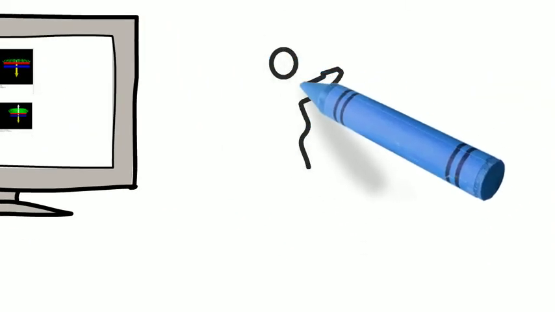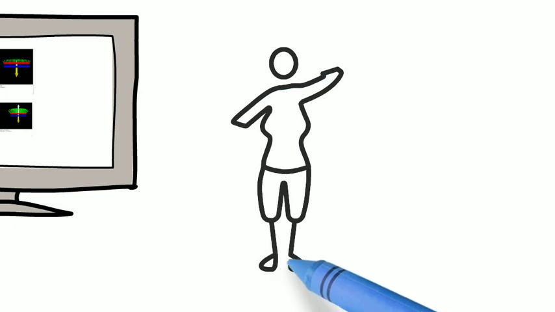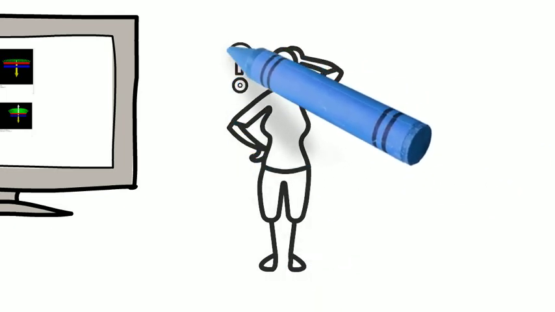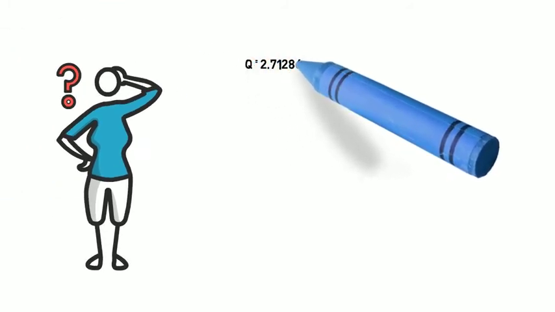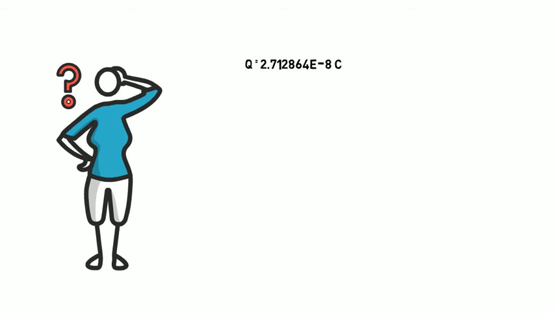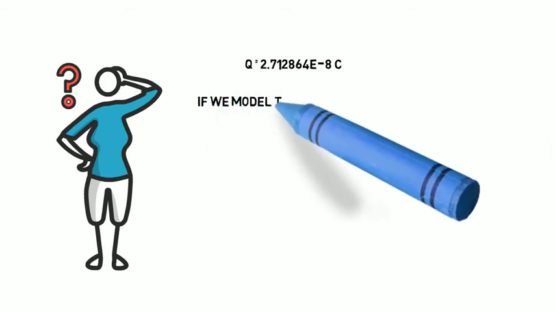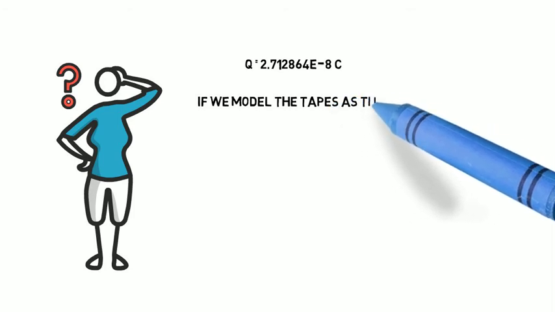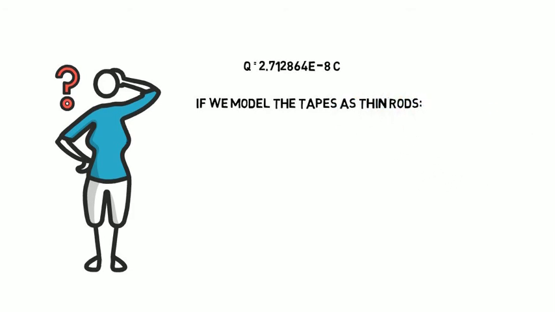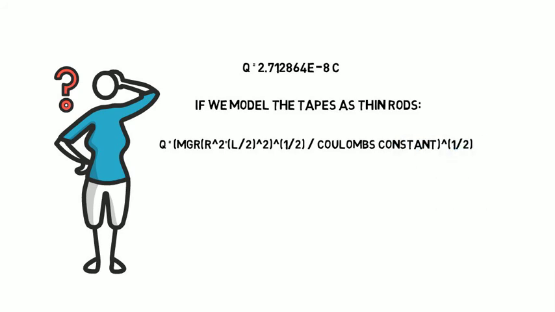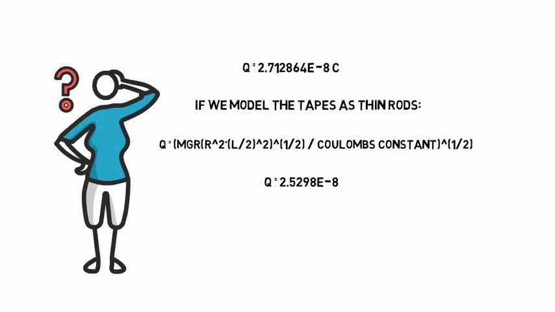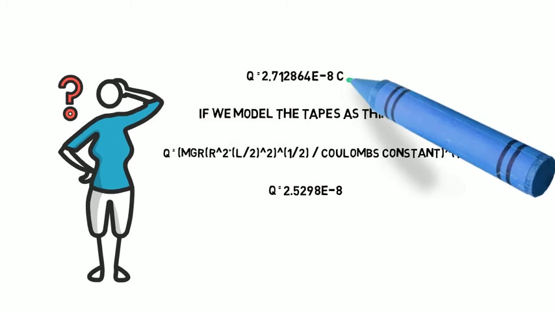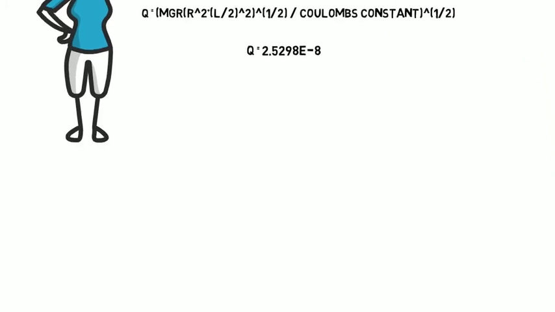as they should be. So another way that we could have found Q was to model the two tapes as thin rods. So using the Q that we found, which was 2.713 times 10 to the negative 8 coulombs, we could model it as the thin rods and use that formula for a rod, which is going to be shown here. And then using that formula, we find that the estimation is 2.53 times 10 to the negative 8. So even that estimation is a little more off than doing the summation.